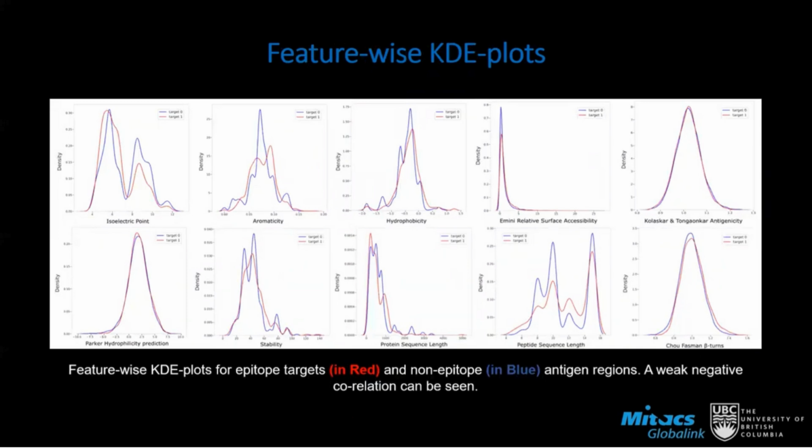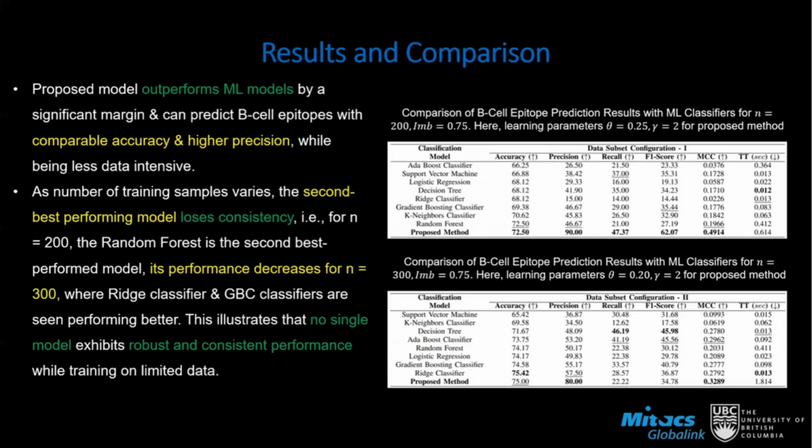Here, we show feature-wise kernel density estimate plots. A weak negative correlation between some features is evident here. In the first experiment, the model was trained on two subsets, with training samples of 200 and 300, each having 75% class imbalance. Results were compared to several machine learning models. We found that our model consistently outperformed other models, delivering comparable accuracy and higher precision, even with limited data.